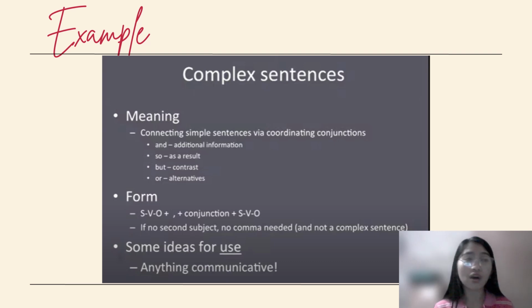And that's how the three-dimensional grammar framework is used in teaching language or teaching grammar.